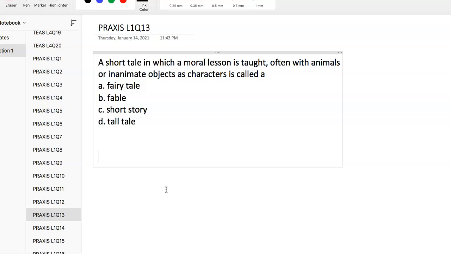A short tale in which a moral lesson is taught, often with animals or inanimate objects as characters, is called a fable. Answer choice B. So a short tale in which a moral lesson is taught, with animals or inanimate objects, is a fable. Comparing some of the other answer choices, a fairy tale is just a fictional story involving humans, magical events, or animals, usually. A tall tale should describe unbelievable events. An example of a tall tale could be the story of Paul Bunyan. That would be a common one.